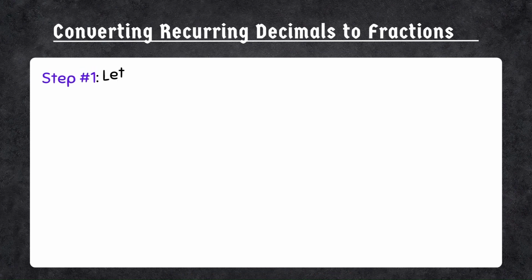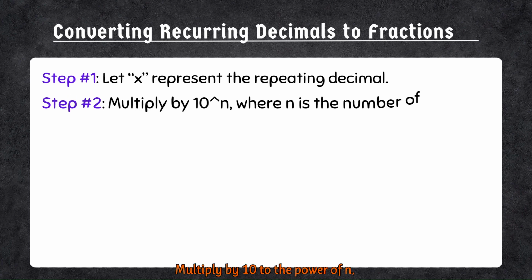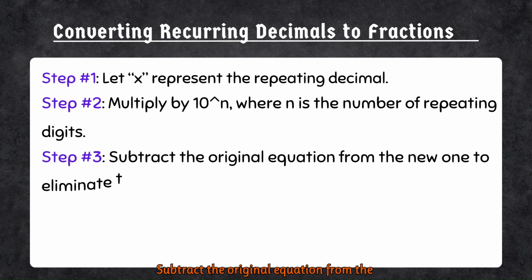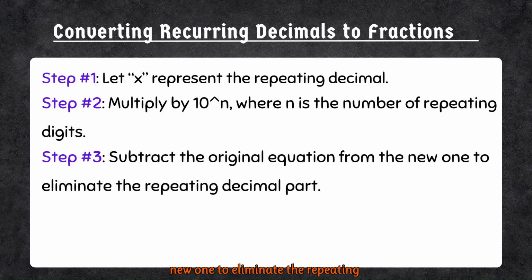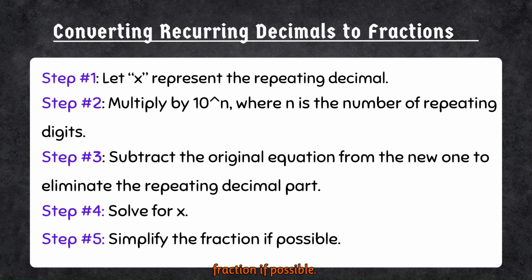Step 1. Let x represent the repeating decimal. Step 2. Multiply by 10 to the power of n, where n is the number of repeating digits. Step 3. Subtract the original equation from the new one to eliminate the repeating decimal part. Step 4. Solve for x. And Step 5. Simplify the fraction if possible.